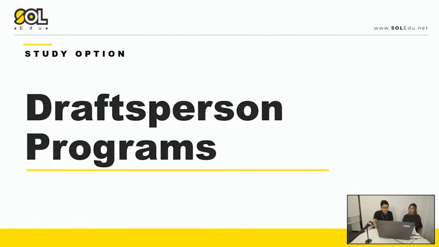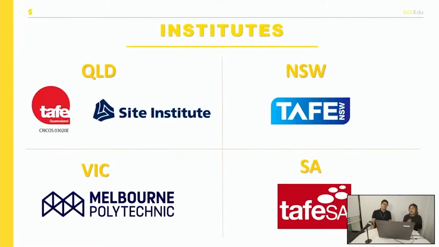Yeah, so the next thing we are going to introduce is what courses and which institutes Australian schools are providing. Right, so I have separated them into 4 states: Queensland, New South Wales, Victoria, and South Australia as well. In Queensland, we found there are 2 main schools, which are TAFE and SIT Institute. Yeah, basically TAFE is everywhere, guys. In New South Wales, Victoria and South Australia, they have TAFE as well for these courses.